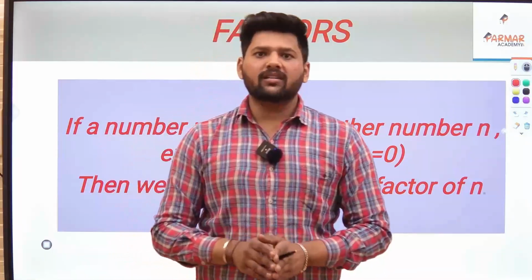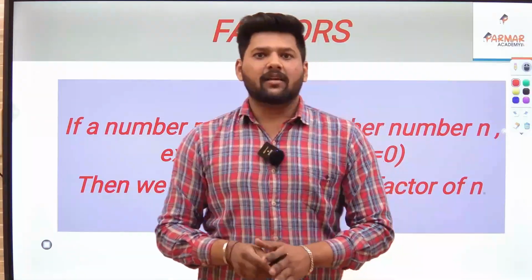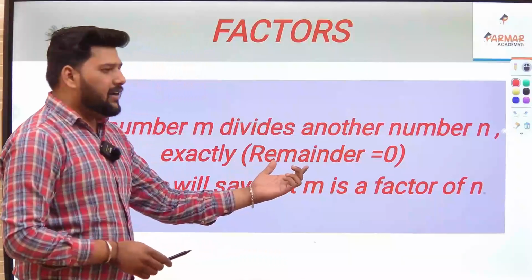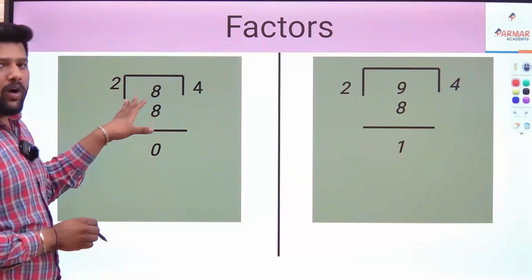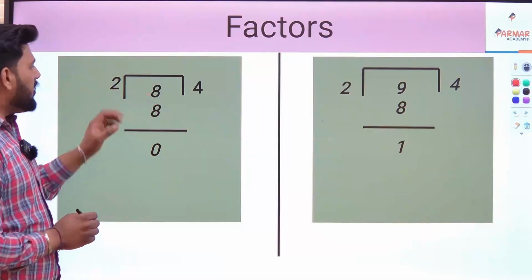Now here, what is the meaning of exact division? The meaning of exact division is remainder 0. Let's discuss it with some examples. Example number 1 is when 8 is divided by 2.